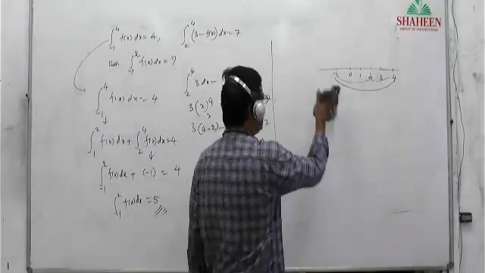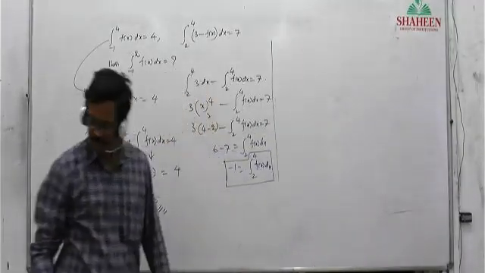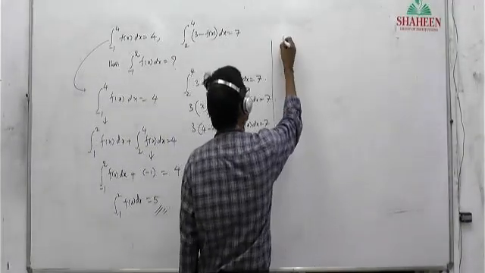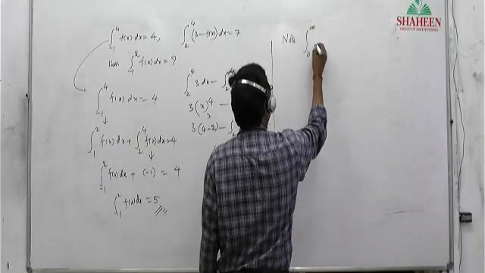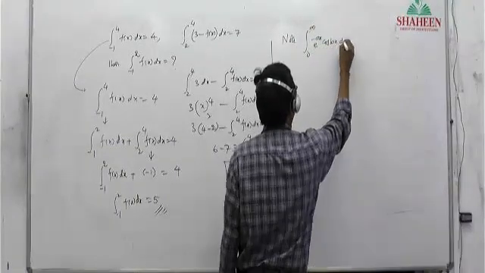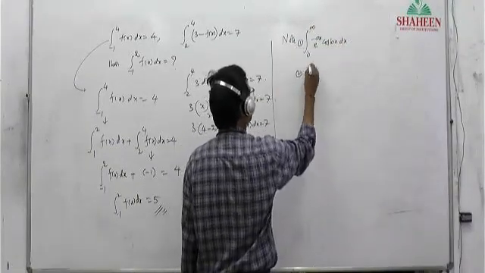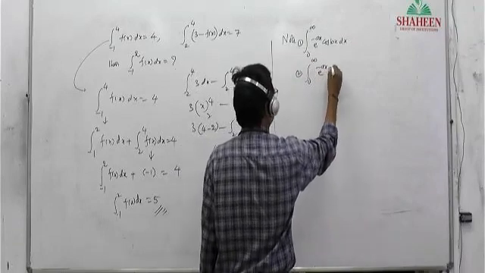Okay. Now let us see the next one. Next, let us see here, what about the integral? This is a note. The integral from 0 to infinity of e to the power minus x cos bx. And one more is there, the integral from 0 to infinity of e to the power minus x sin bx.